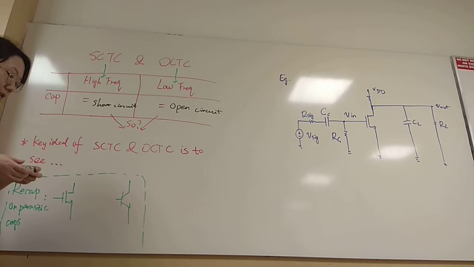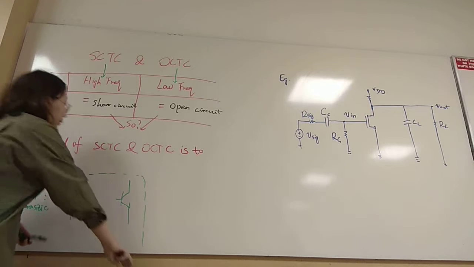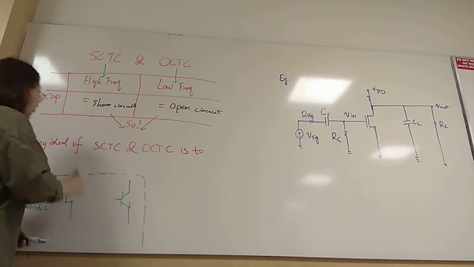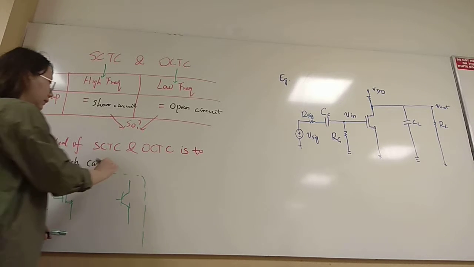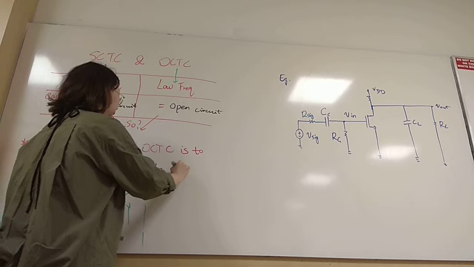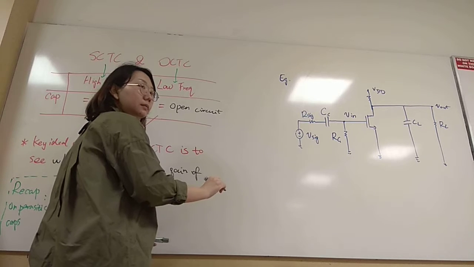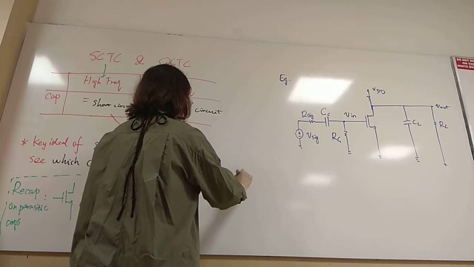So the key idea of these two methods is actually to see which capacitors reduce the gain of the transistor, or the gain of the circuit, or you can say of the system.